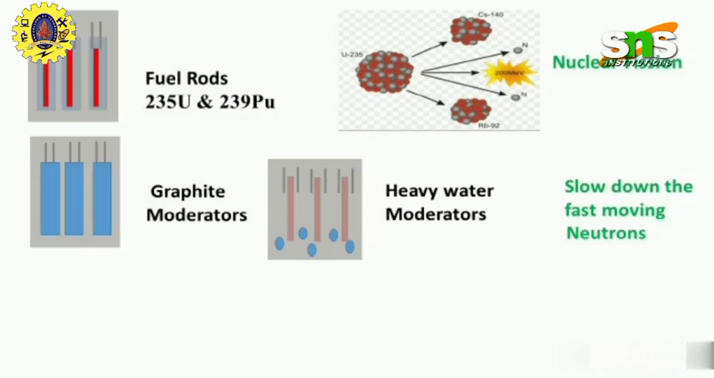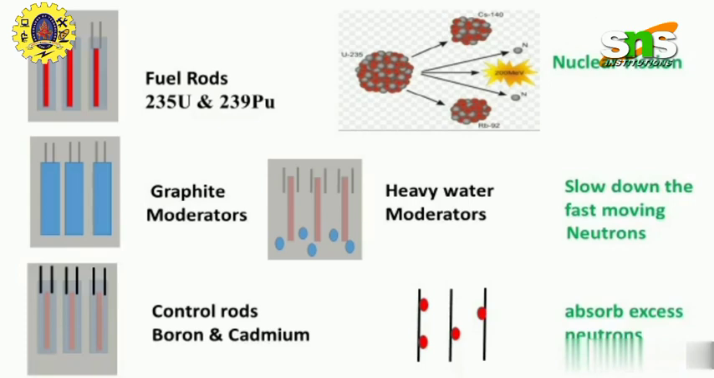The most commonly used moderators are graphite, water, heavy water, and beryllium. When fast moving neutrons collide with low molecular weight molecules, they lose energy at each and every collision and become more stable thermal neutrons and gain the potential to carry out nuclear fission process.